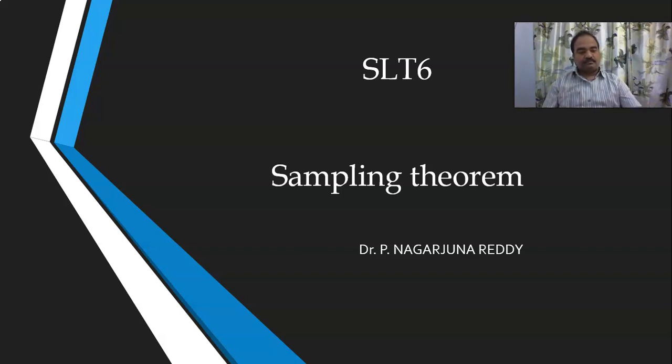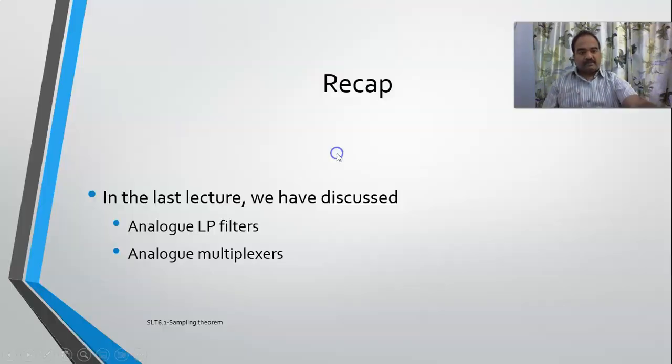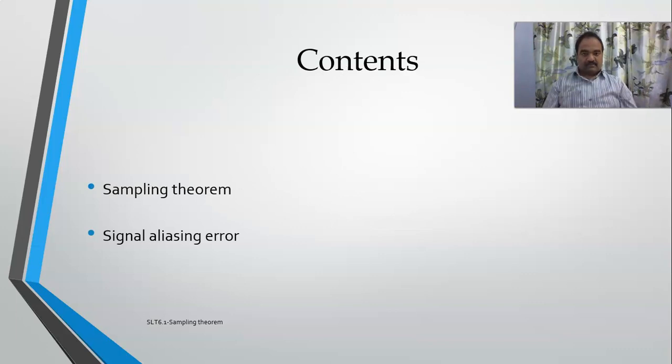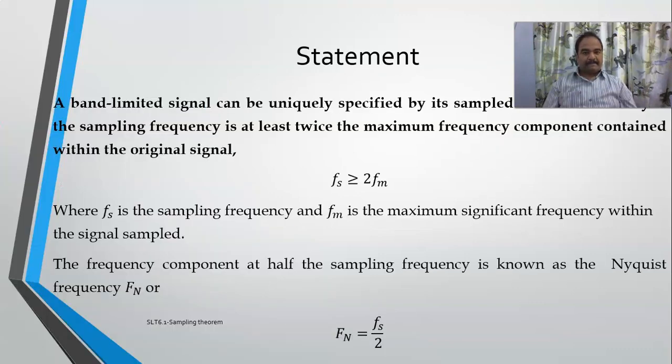So this is in continuation with your previous topic, where we discussed analog multiplexers and digital multiplexers. So this is linked with your analog to digital conversion. Now I hope that by the end of this video lecture you will be able to describe the sampling theorem, why it is so important, and in particular the aliasing error in the signals. So let me start with the sampling theorem.